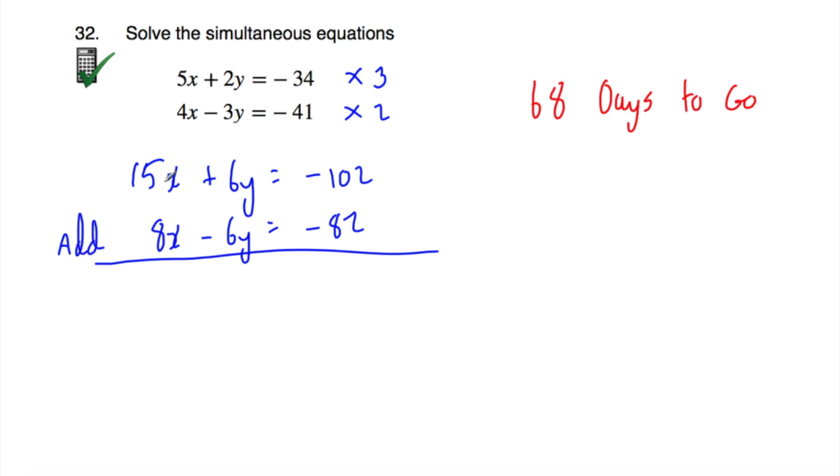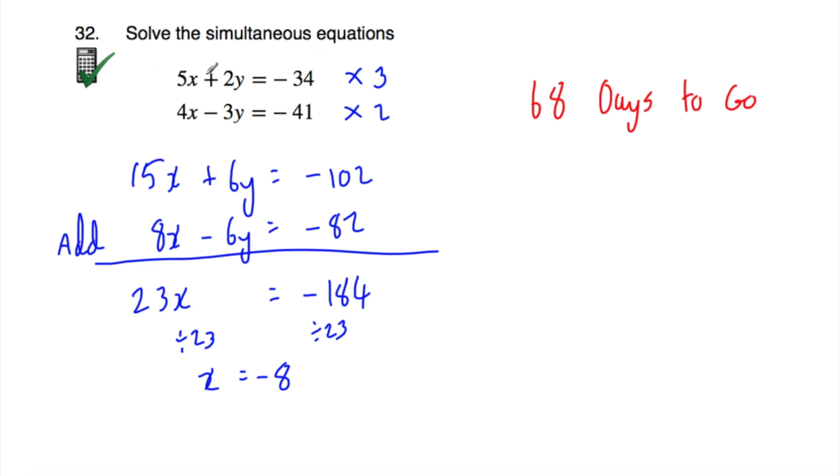So let's add 15x plus 8x would be 23x. Minus 6y plus 6y is equal to 0, so they cancel out. And then if we add these together, minus 102 plus minus 82 is equal to minus 184. Now we want to find out what x is, so let's divide by 23 and divide by 23, and then we'll get that x is equal to, and if we divide by 23, that's equal to minus 8. So x is equal to minus 8.